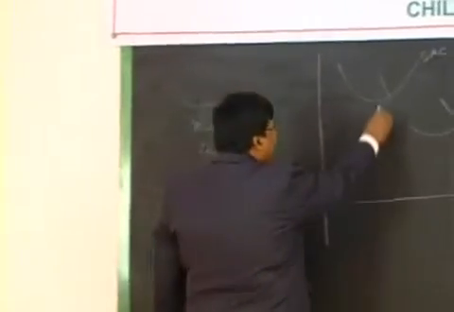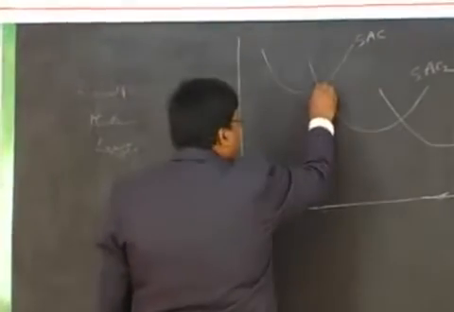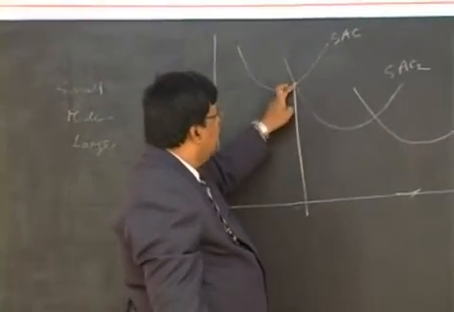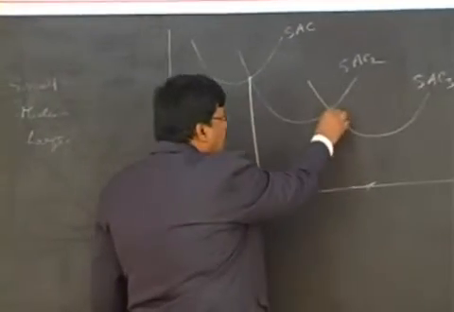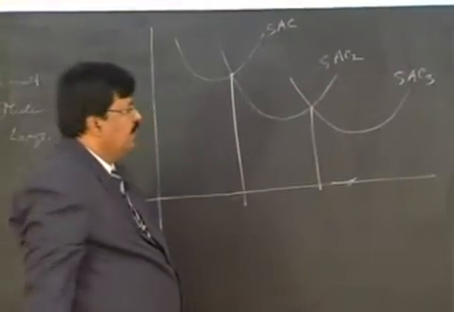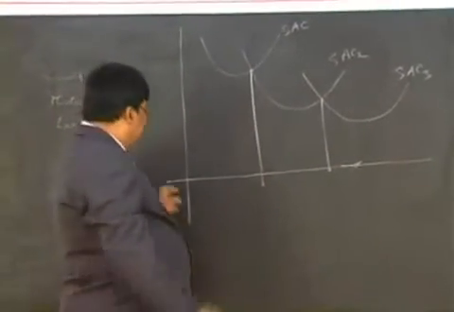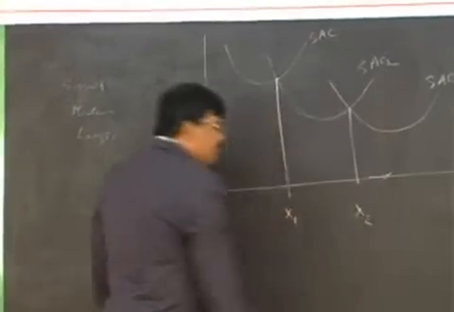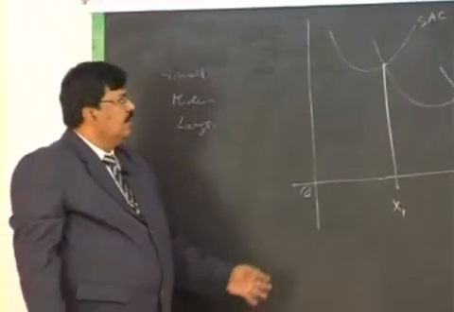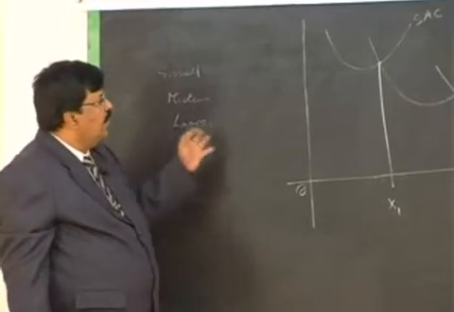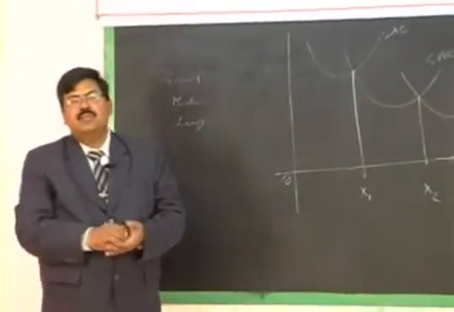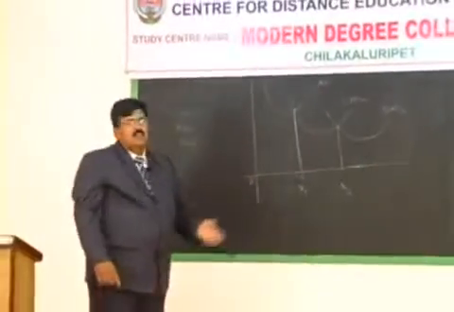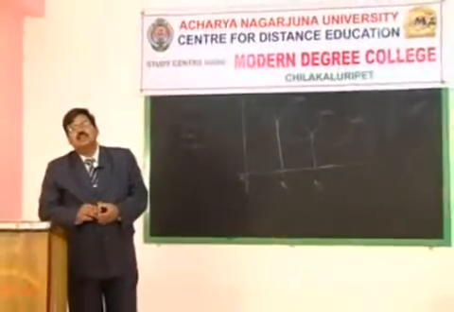So suppose here you see both the small size machine and medium size machine give rise to the same unit cost. Here also the same unit cost. Suppose OX1 or OX2. At OX1, the small size machine or medium size machine give rise to the same cost. And similarly at OX2, the medium size machine and large size machine give rise to the same cost.